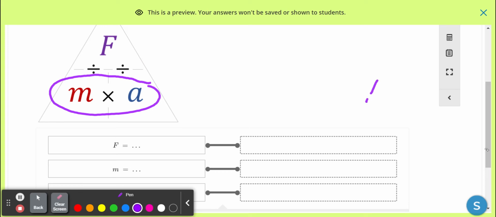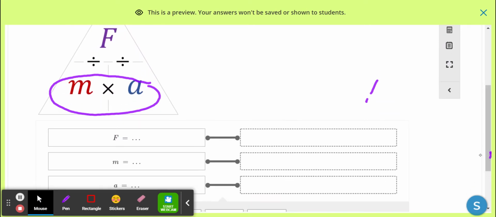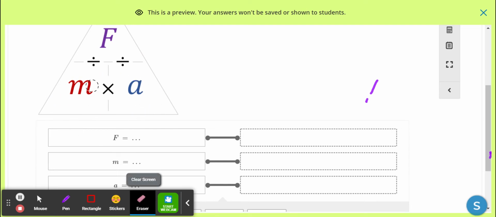Oh, I gotta go back. There we go. Oh, and it moves my... Okay, so I guess I can't do the annotations at the same time. It's unfortunate.